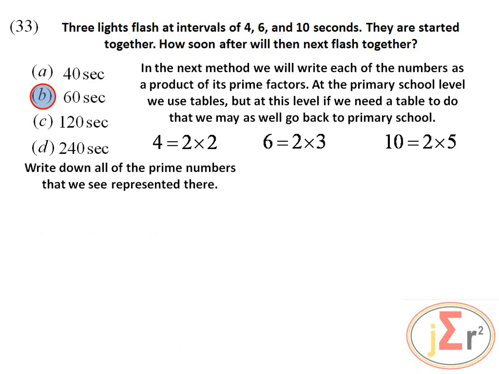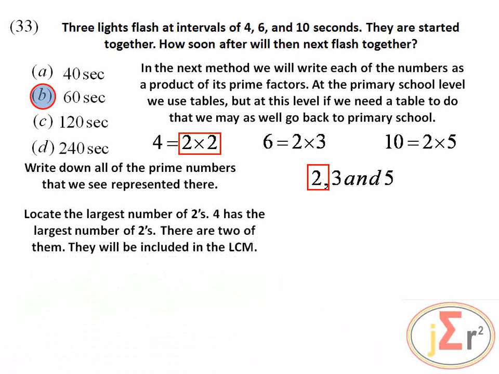Write down all of the prime numbers that we see represented there. So what do we do? We have 2, we must write it down. We have 3, we write it down. And 5, write that down also. So all of the prime numbers that we have represented here are to be taken note of. Then what do we do?